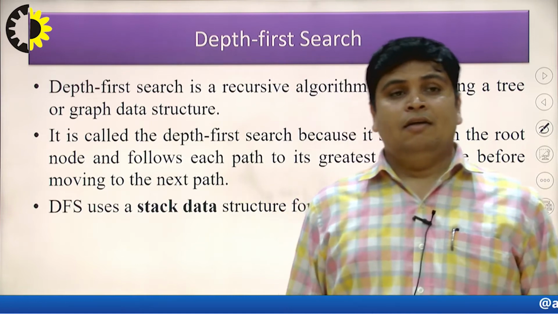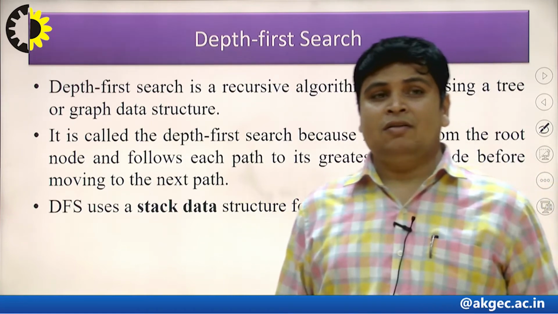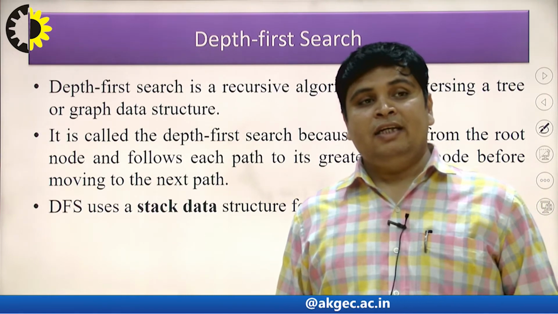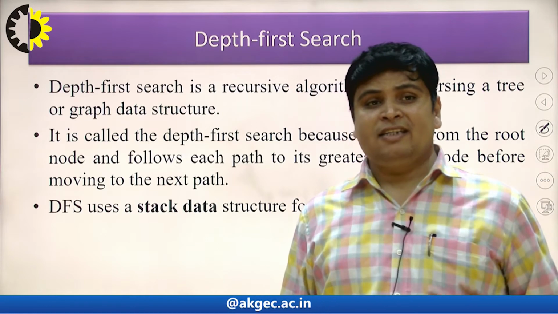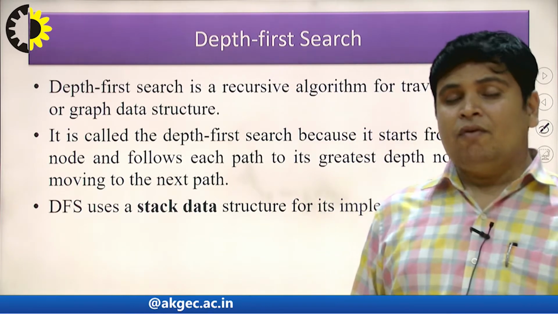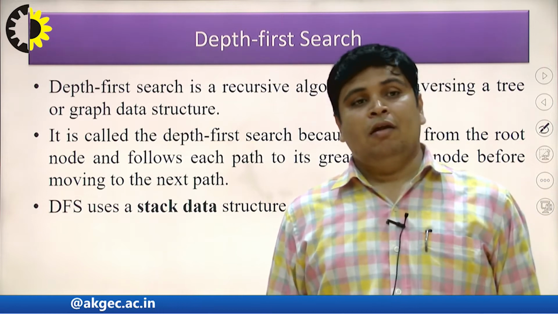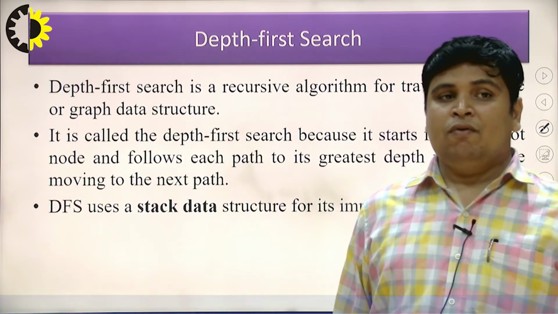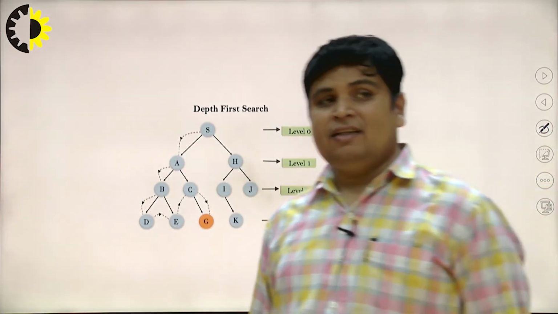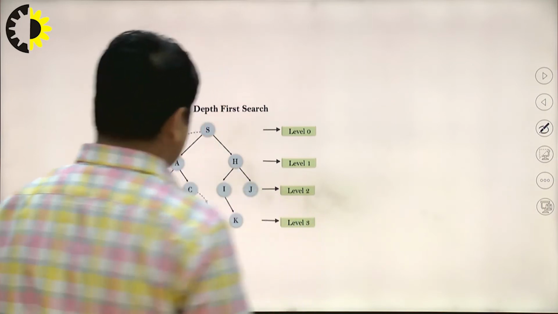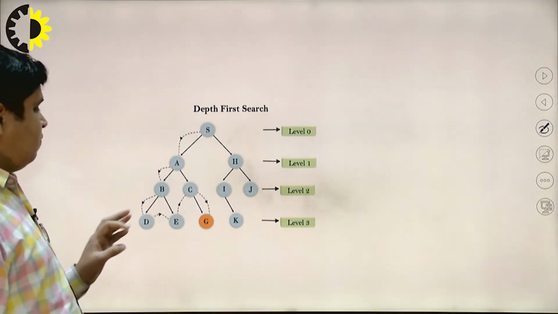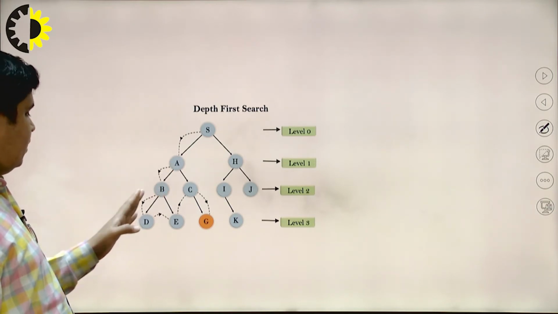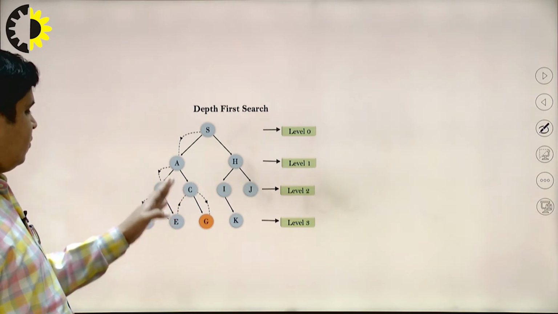Second thing, why we call it DFS: because it starts from the root node and follows each path to its greatest depth node before moving to the next path. And third, DFS uses a stack data structure for its implementation. You will see inside this, this is the scenario of DFS. First it will move to the next level, then the next level, then the next level. This is the procedure.